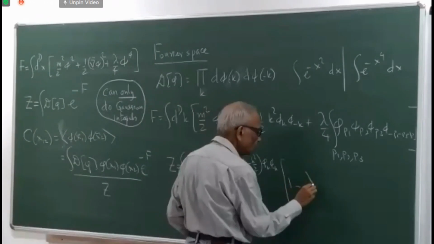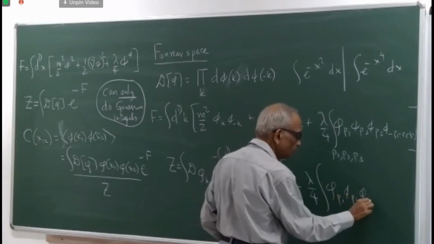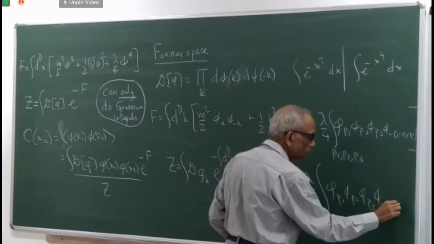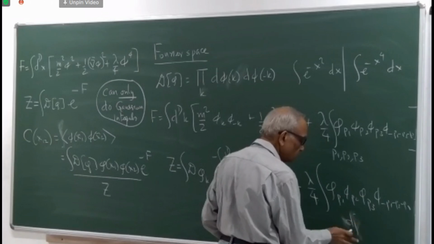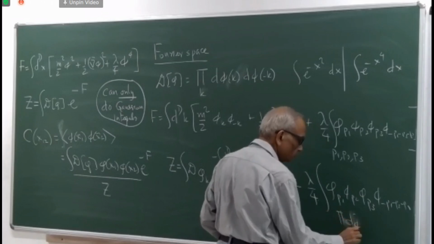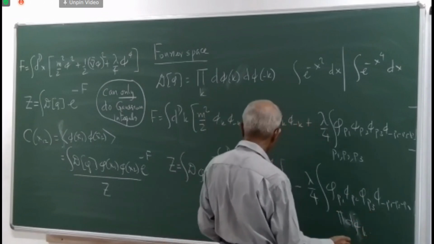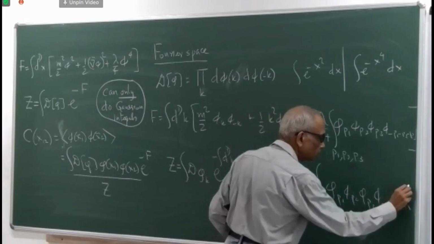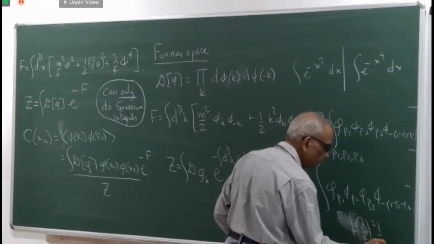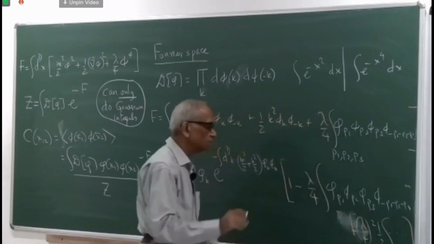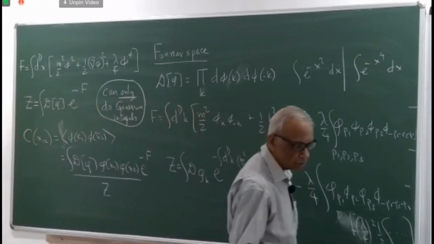So it is 1 minus lambda over 4, and then it is phi p1, phi p2, phi p3, phi minus p1 minus p2 minus p3 times the differentials d phi p, plus lambda over 4 squared times half, and then the integral. So that's what we were doing.